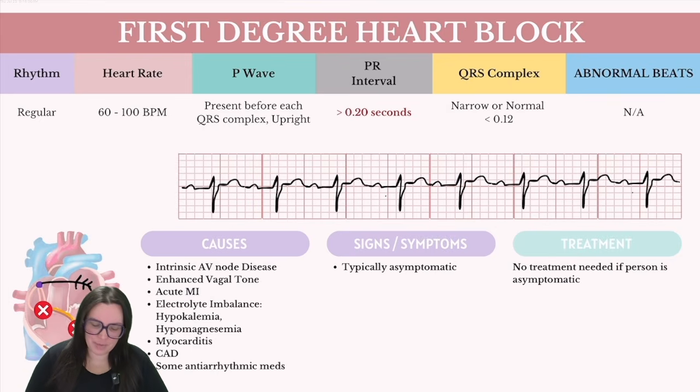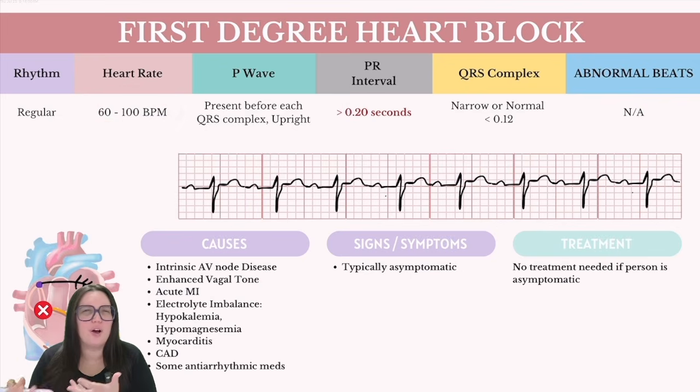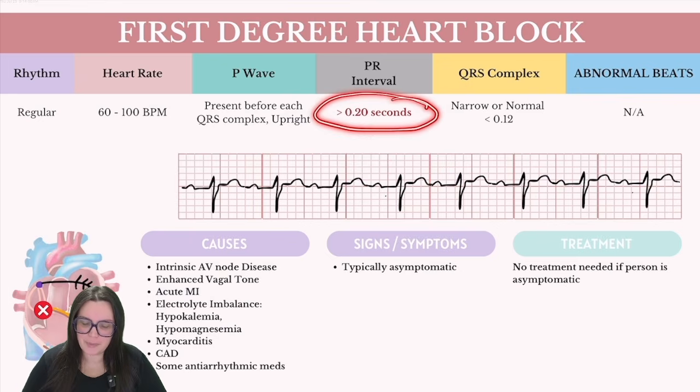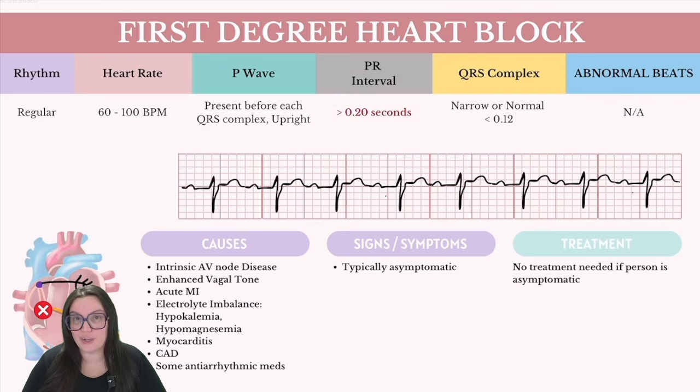So taking a look at rhythm identification, the rhythm is going to usually be regular, right? You're going to be able to march everything out. Everything's going to fall in the correct places. The heart rate usually is going to fall between 60 to 100 beats per minute, and the P wave is going to be normal. It's going to be upright. It's going to be before each QRS complex. The big key here, like we talked about before, is that PR interval is going to be greater than 0.2 seconds. It's going to be outside of our normal range.